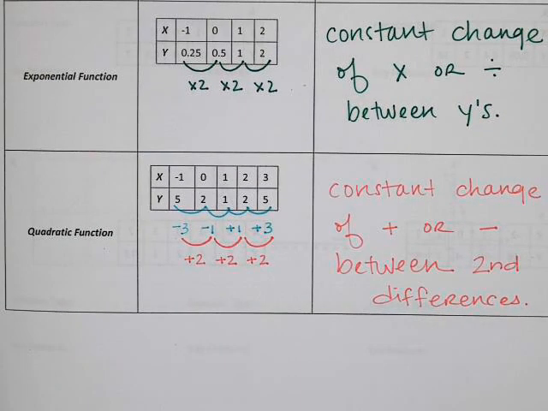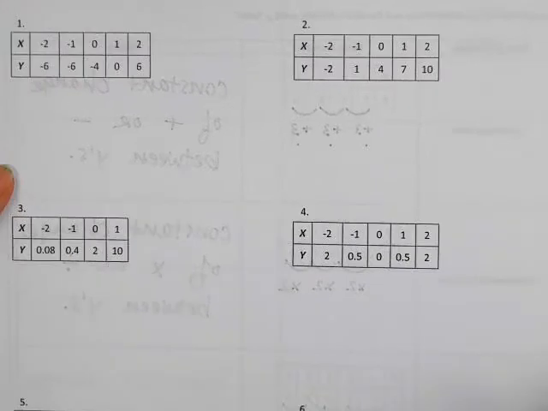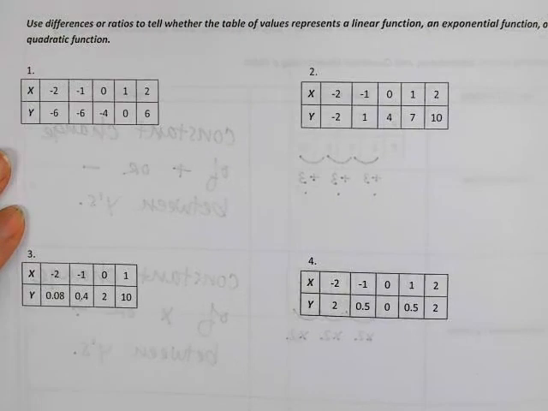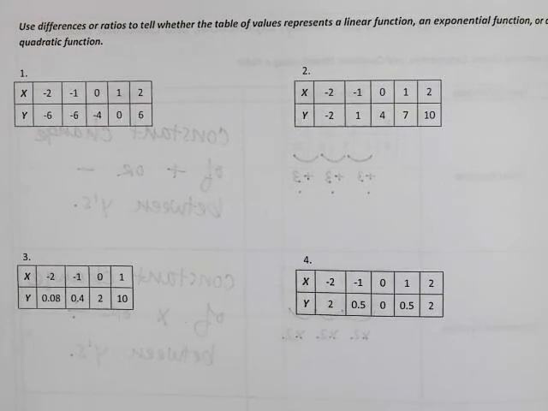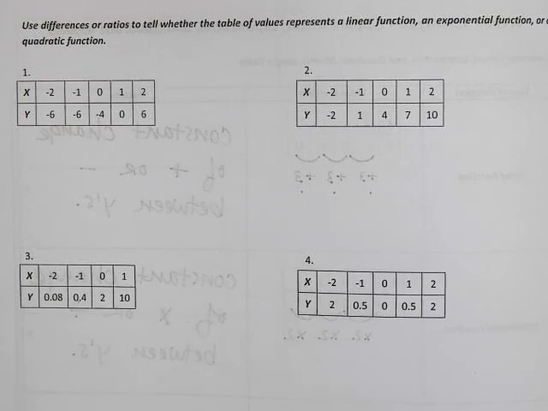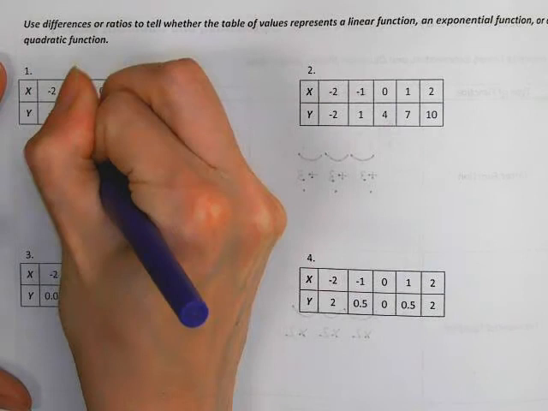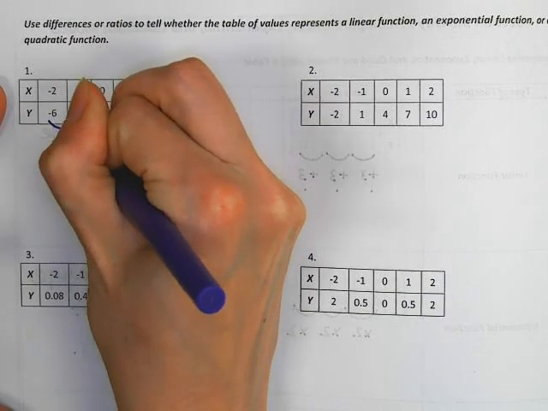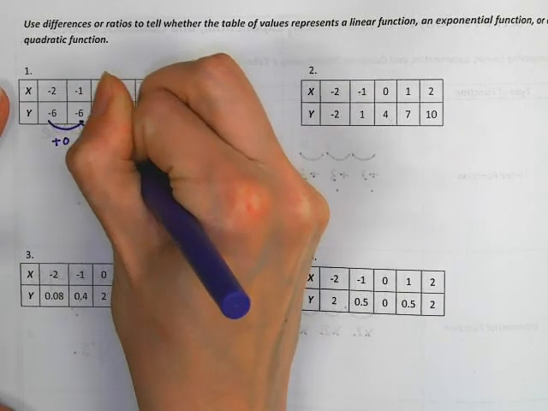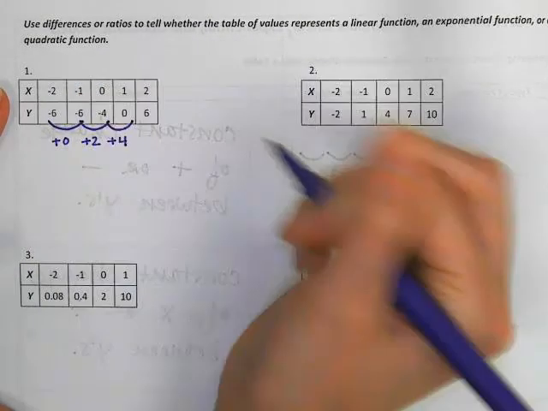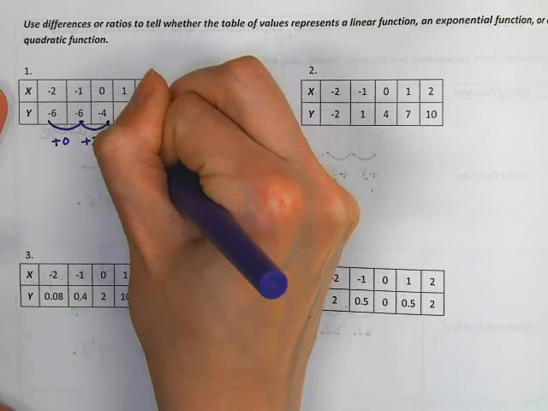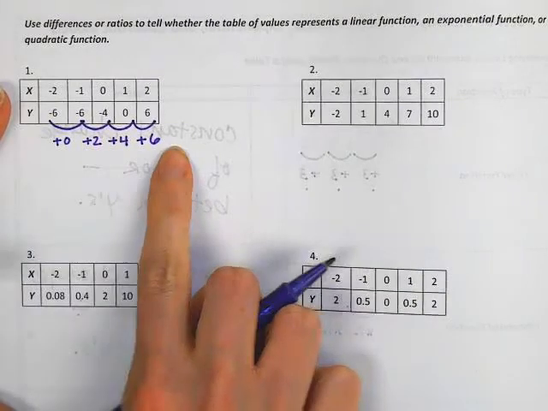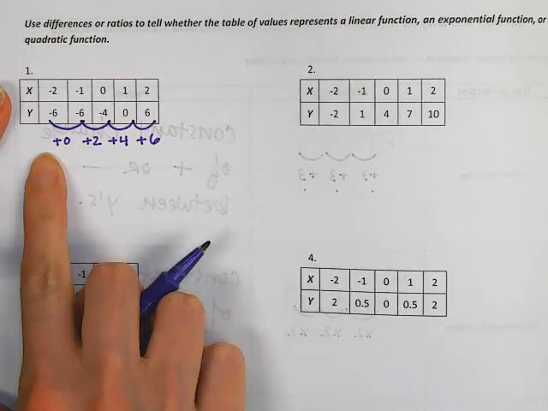Okay, but let's try some on the back. All right, so you guys have 6 graphs, and you have to tell me if it's linear, quadratic, or exponential. All right, so number 1, how do you get from y to y? So from negative 6 to negative 6, we're adding 0. From negative 6 to negative 4, we're adding 2. From negative 4 to 0, we're adding 4. And from 0 to 6, we're adding 6. Now, this is not the same number, so it's not linear.